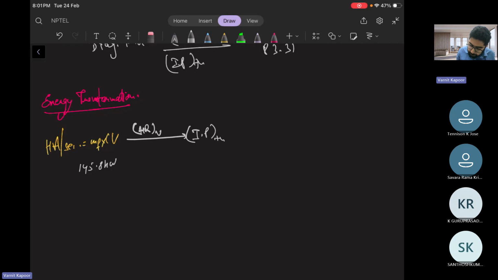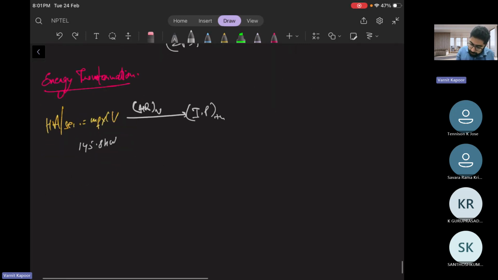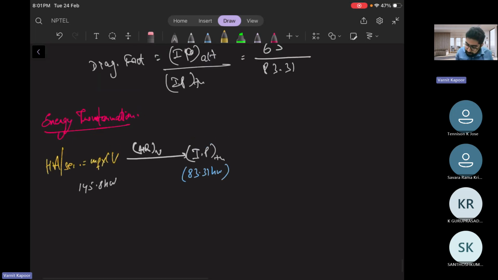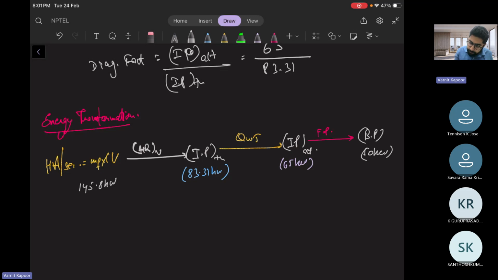That was your theoretical power, we just calculated 83.31 kilowatt. Then because of the presence of the water jackets, your indicated power actual will be lesser, that is 65 kilowatt. There was a loss. And because of the presence of friction in the system, because every engine has some friction, there will be a friction power. Because of that, we got a brake power output, that was 50 kilowatt, and this friction power was 15 kilowatt.